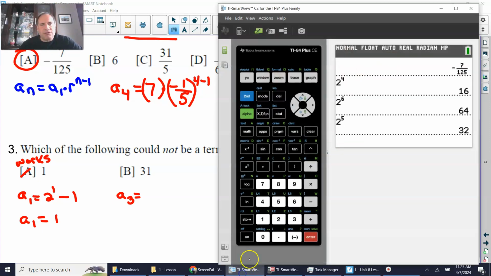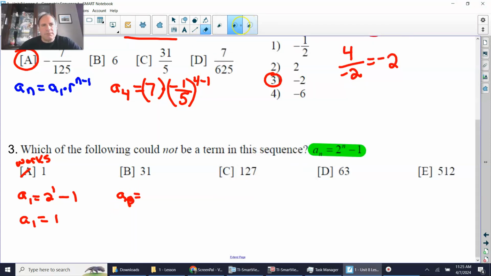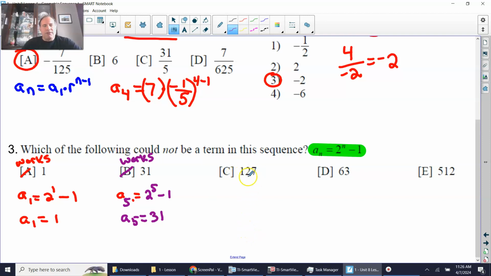So you just pick up your calculator and start doing 2 to what power. I did 2 to the 5th power. So if you do a sub 5, that means it's 2 to the 5th power, because you're substituting n. 2 to the 5th power is 32. 32 minus 1 is 31, so a sub 5 would be 31. So this works and cancels.